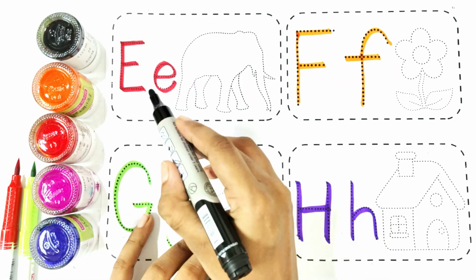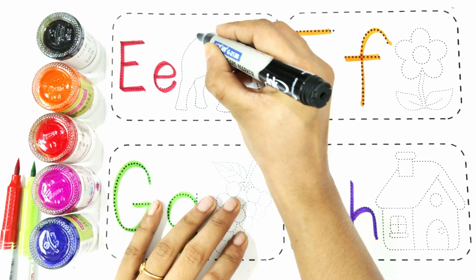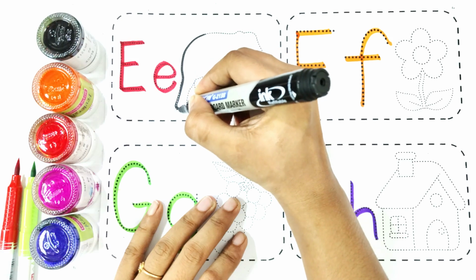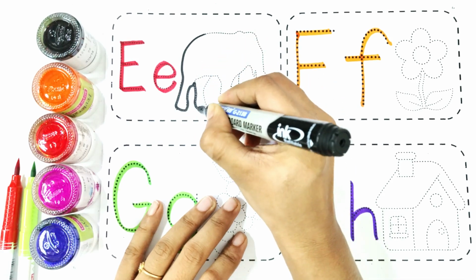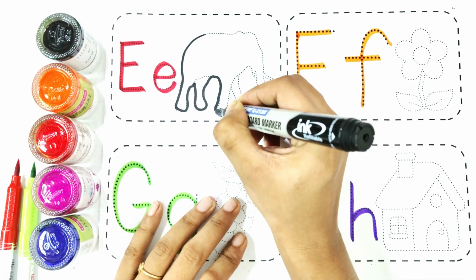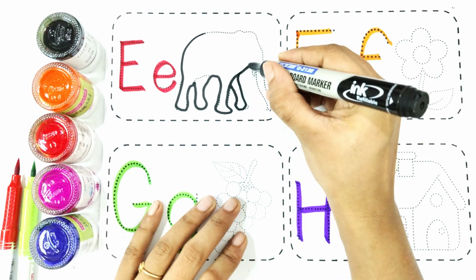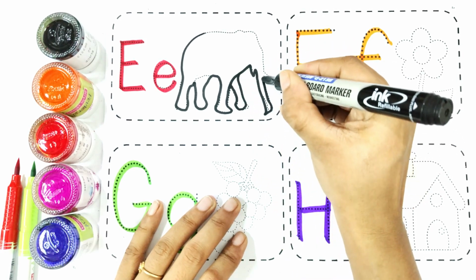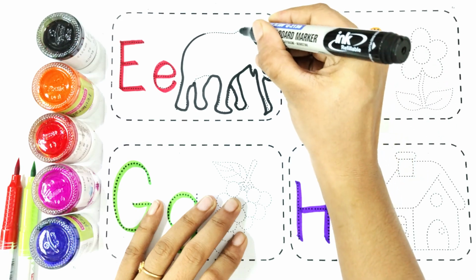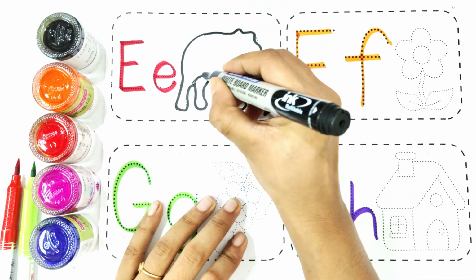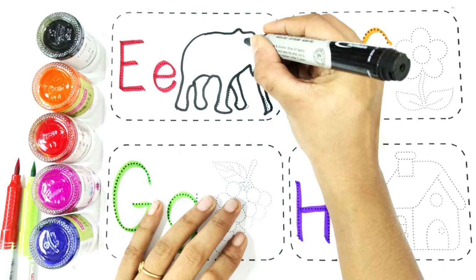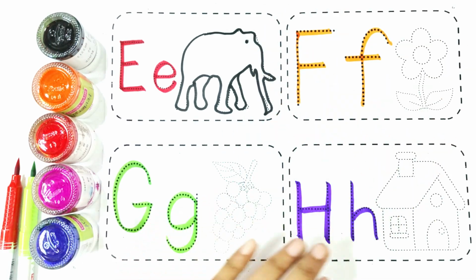Say with me, E. E is for elephant. Draw with me an elephant. Again, say with me, E is for elephant.